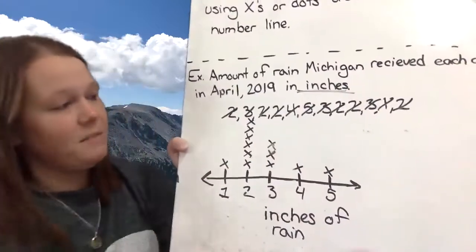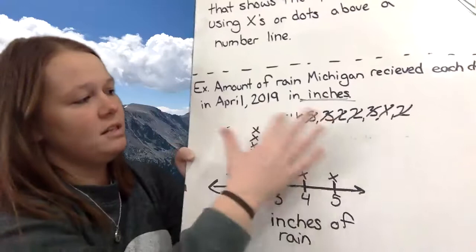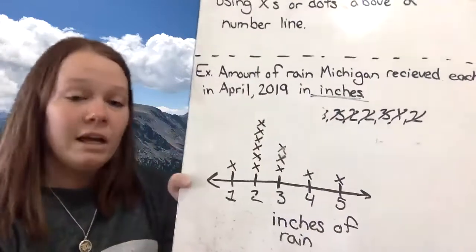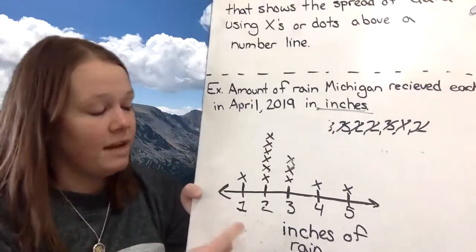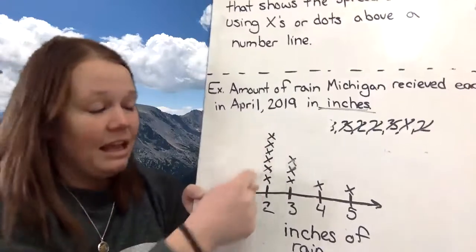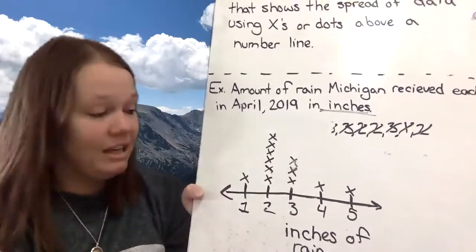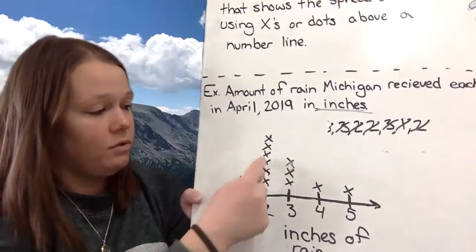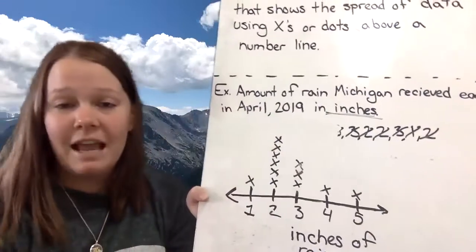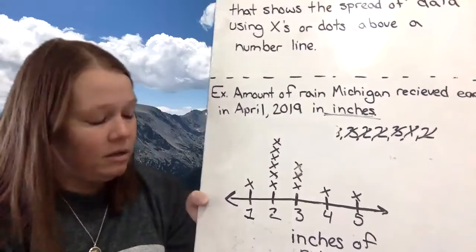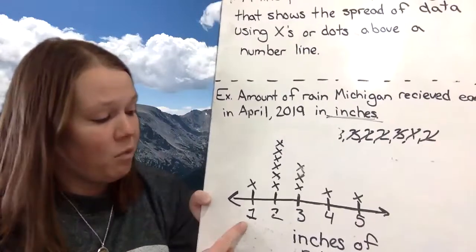This right here is my line plot graph, and I can erase this here just so you guys can see it a little bit better. Okay, so this is showing the inches of rain. So this is how many days in April that Michigan had 2 inches of rain. So I would say there was 1, 2, 3, 4, 5, 6 days in April that had 2 inches of rain. Only 1 day in April had 1 inch.